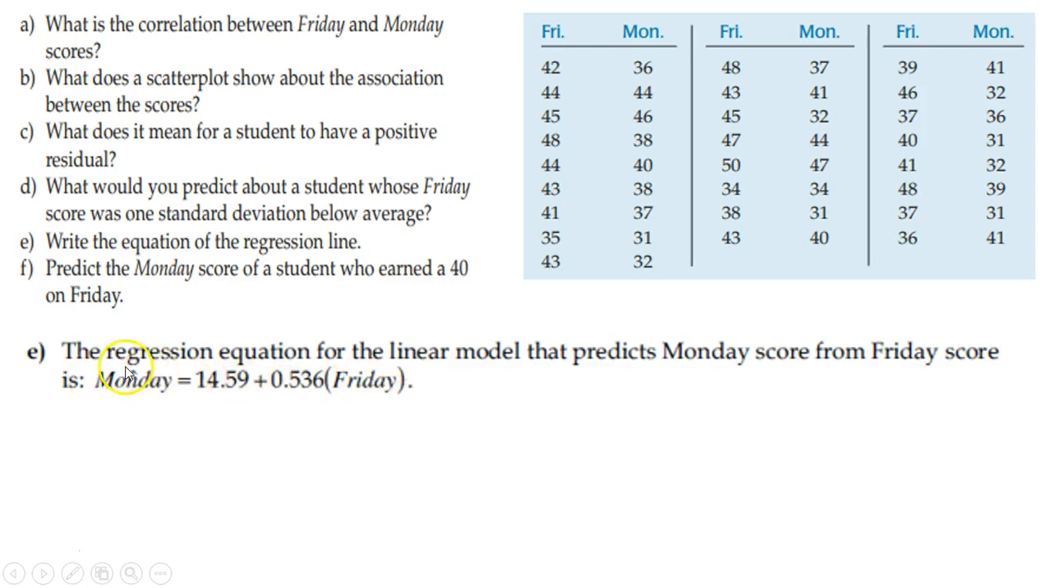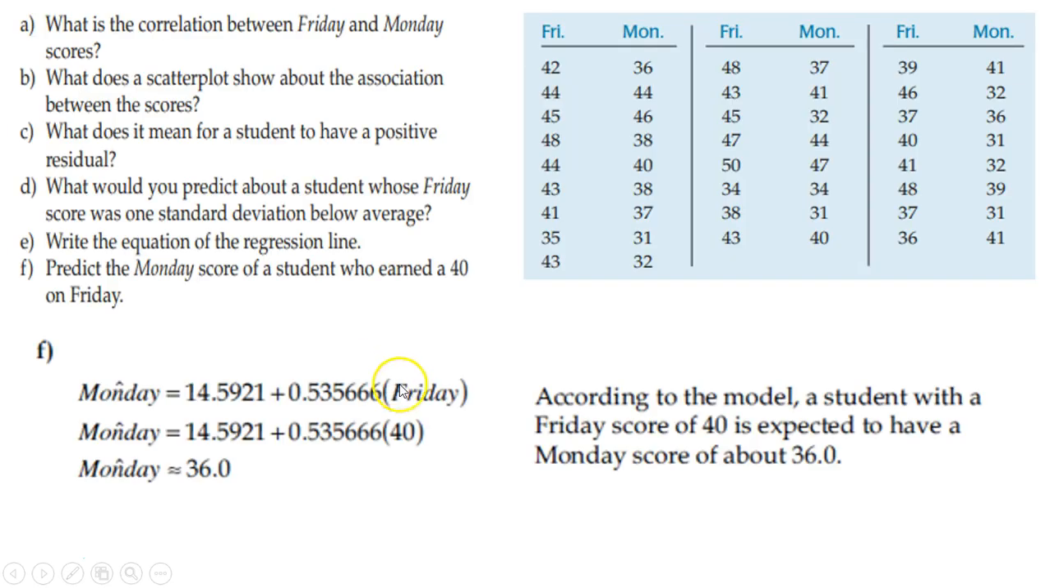With your regression equation, it says right here, write the equation of the linear model that predicts Monday scores from Friday, right? Because Friday is what you plugged in, and then predict the Monday score of a student who scored a 40 on Friday. So if we were to plug in 40, that would be your score. According to the model, a student with a Friday score of 40 is expected to have a Monday score of 36, basically.